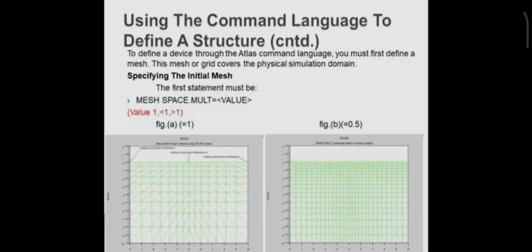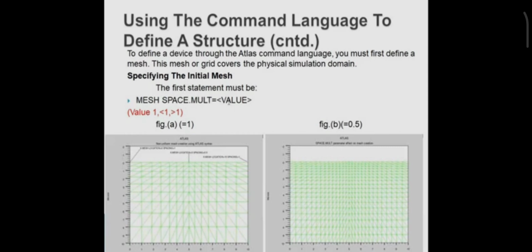Using the command language to define a structure. To define a device through the Atlas command language, you must define a mesh. The mesh or grid covers the physical simulation domain. The mesh is defined by a series of vertical and horizontal lines and the spacing between them, in which you specify the initial mesh using the first statement, mesh space.mult equal to value. The space.mult parameter value is used as a scaling factor or multiplying factor for the mesh created by the x.mesh and y.mesh statements. The default value is 1.